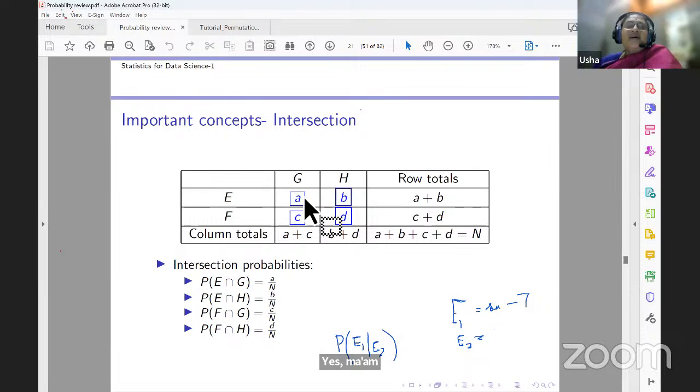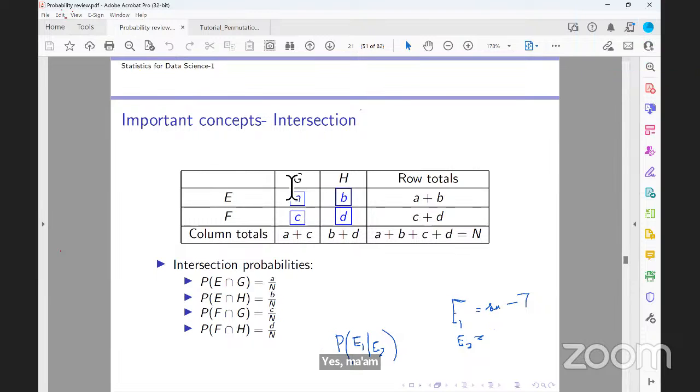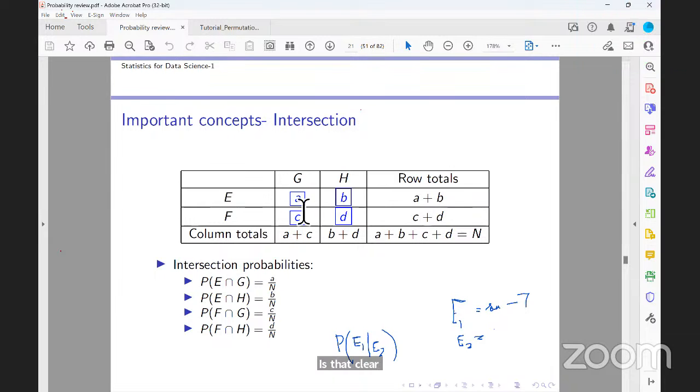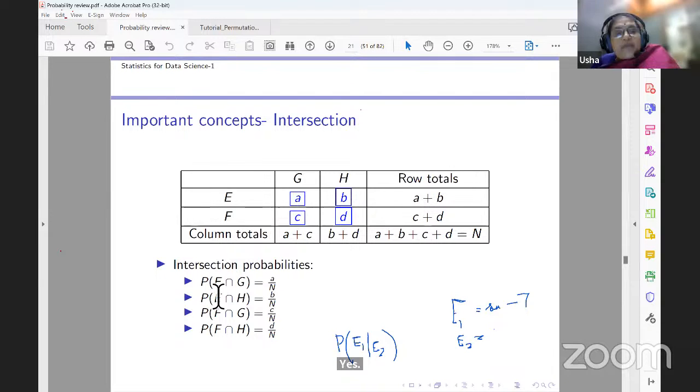What is the chance of G happening conditioned on E? It would be A divided by A plus B. Is that clear? A is nothing but probability of A divided by N, and A plus B divided by N is probability of E.